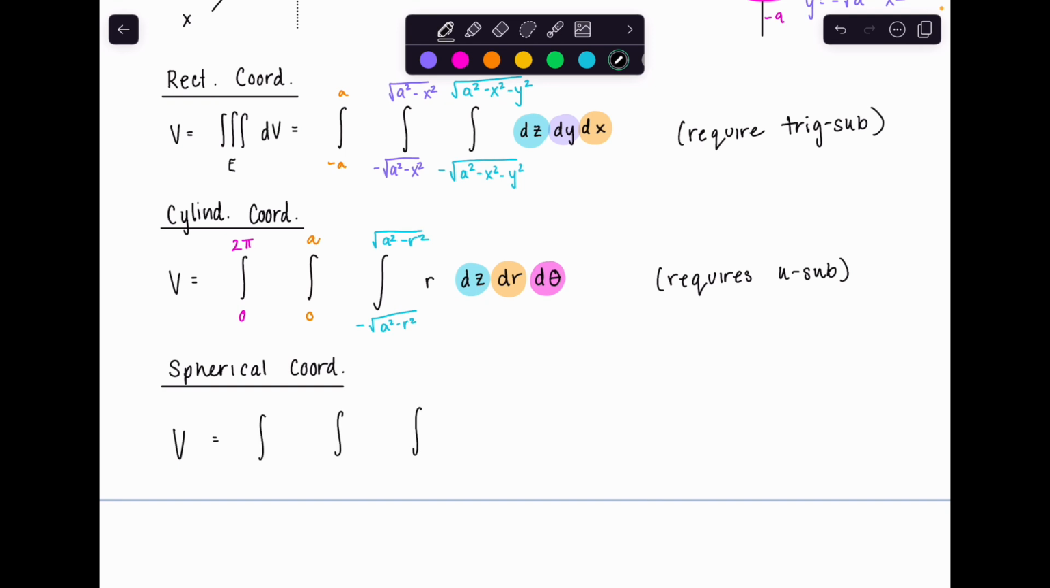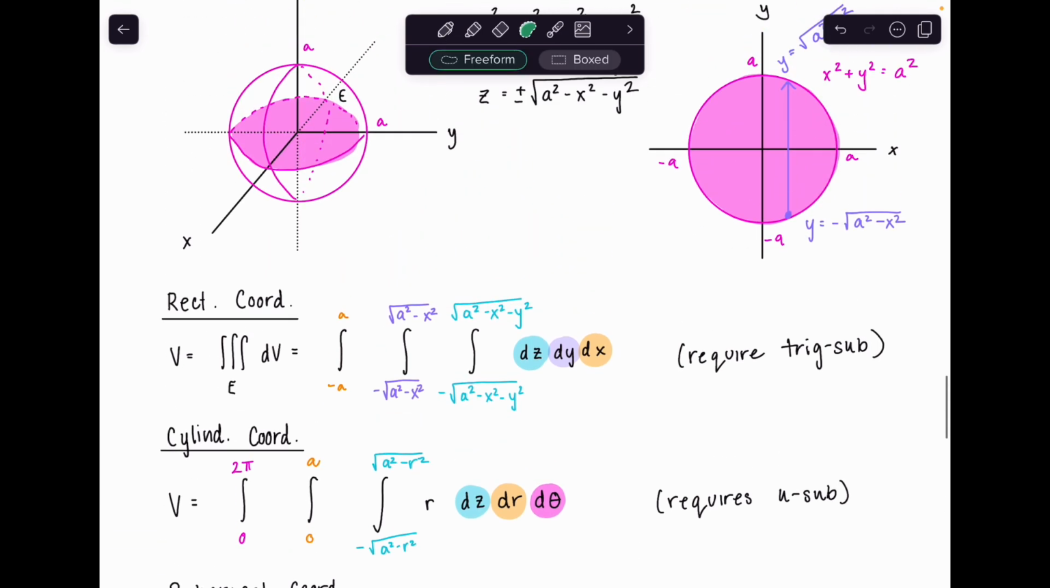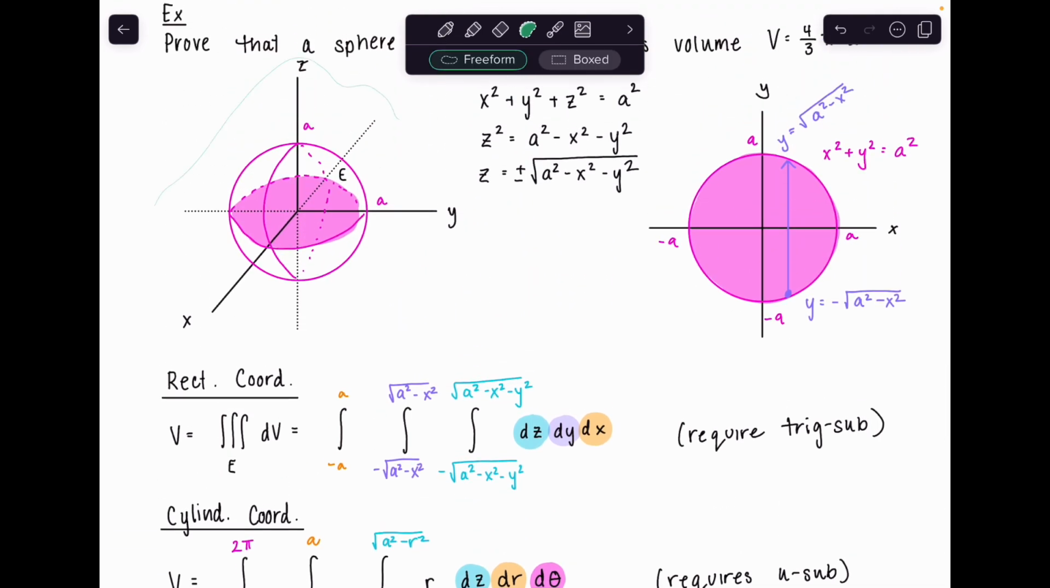So remember, the inside dV switches over. You introduce rho squared. You introduce sine of phi. And then you have d rho, d phi, d theta. And so I need to figure out, because I'm dealing with the sphere, what all of these bounds are going to be. So I'm going to bring this picture down to help me out.